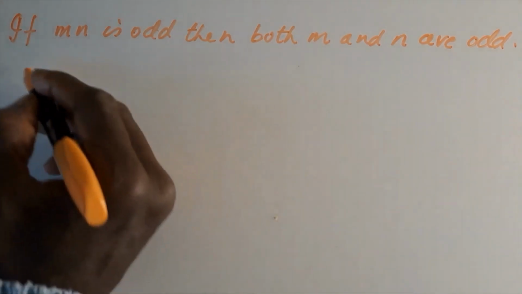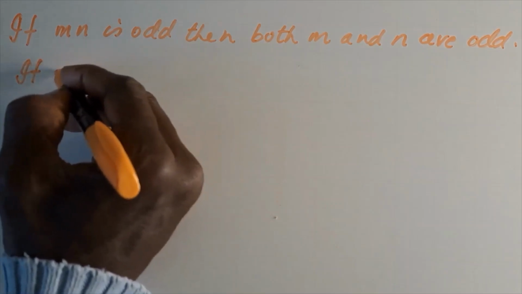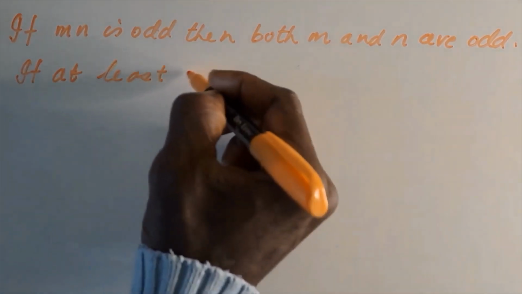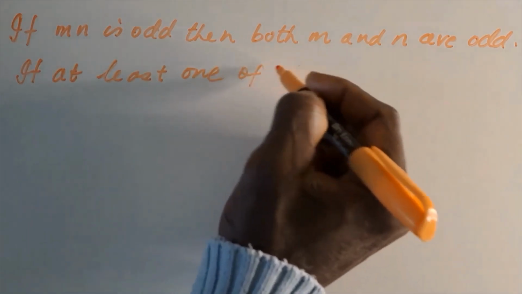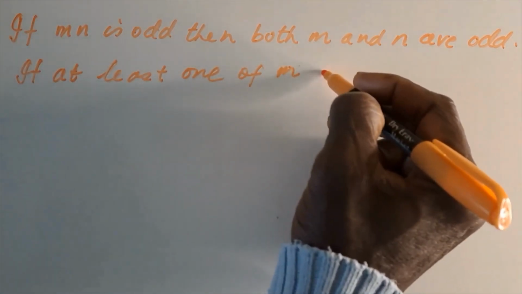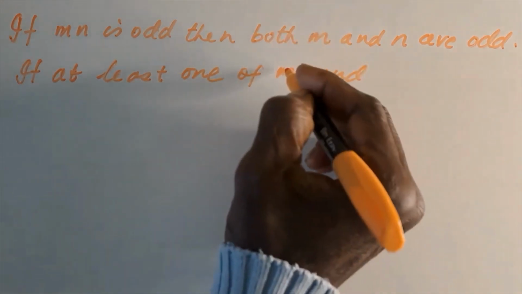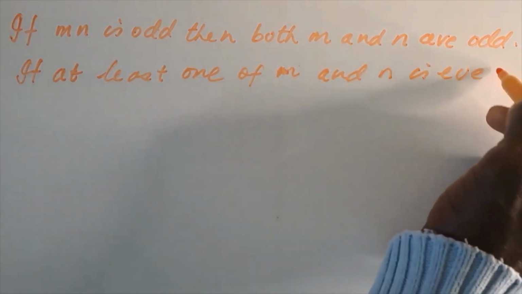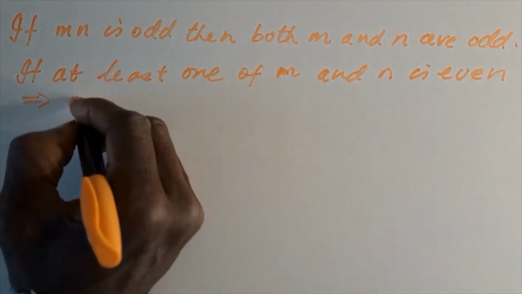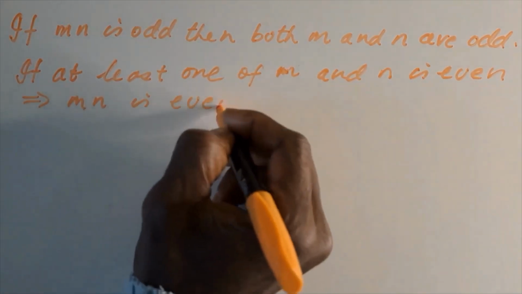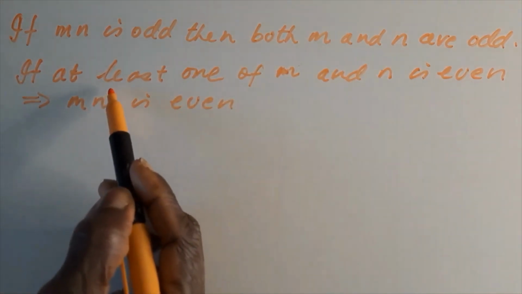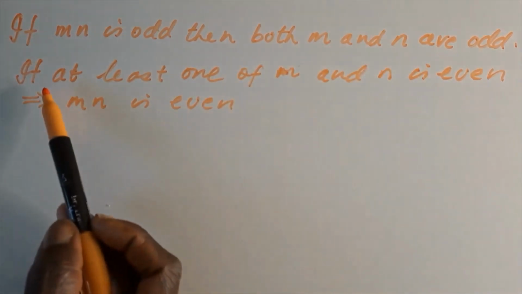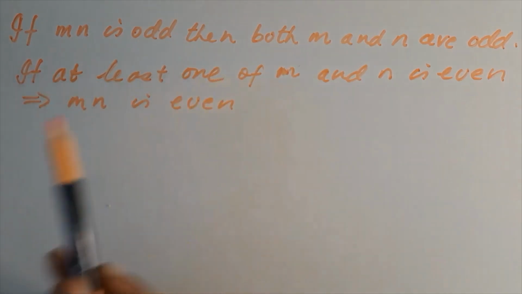So the contrapositive of this is if at least one of m and n is even, it implies that mn is even. Note the negation of "both m and n" is "at least one of them".